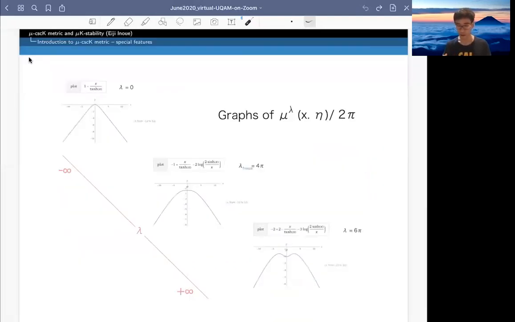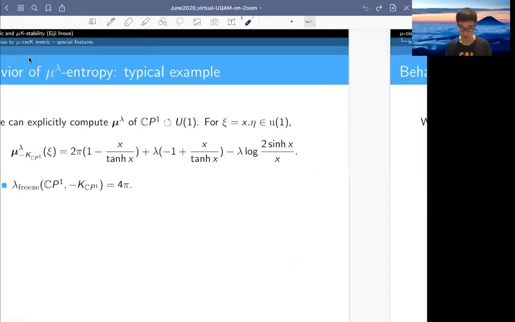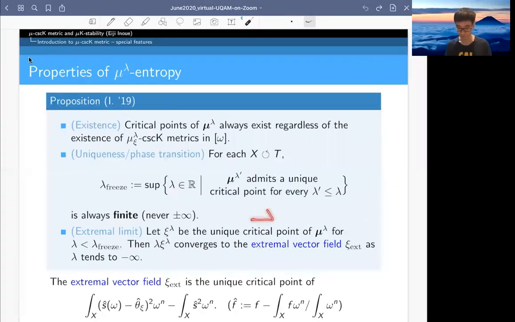And here are the graphs of the mu lambda entropy. Once lambda exceeds 4 pi, the graph of the mu entropy looks like this. It's like a wine bottle potential. And there is a critical point. There are three critical points. So this is an illustration of this non-uniqueness phenomenon.